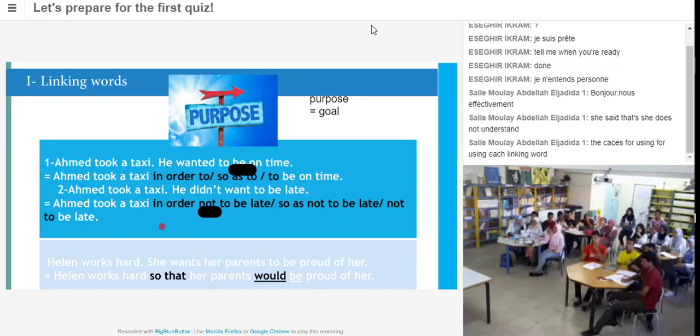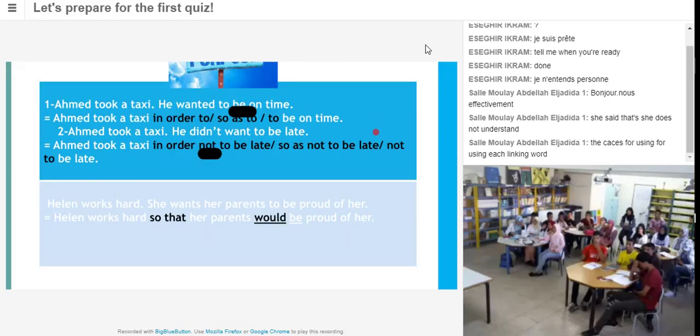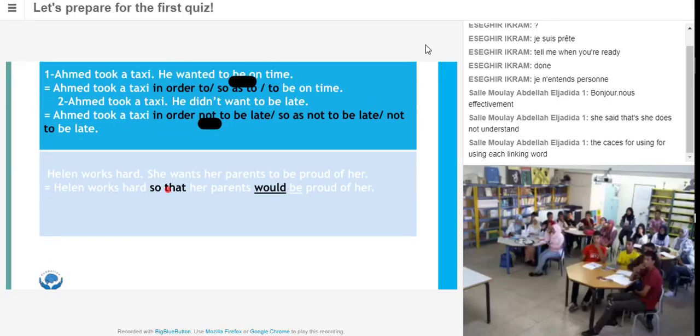What you should remember here is that you place not directly before the to. Okay, this is what you should bear in mind, because you've got some students writing in order to not be late, which is not correct, which is not accurate. Okay, so Ahmed took a taxi in order not to be late, so as not to be late, or simply not to be late. Now, let's move to another case with expressions of purpose, the expression so that.